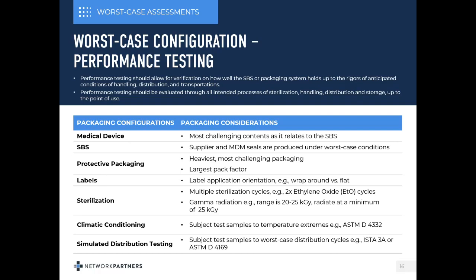And then protective packaging. So the heaviest, most challenging packaging and the largest pack factor. So what does that mean? It could mean you're doing a 5-pack. It could mean you're doing a 3-pack or a 1-pack. So that's what you want to do. You want to use the heaviest and the largest.